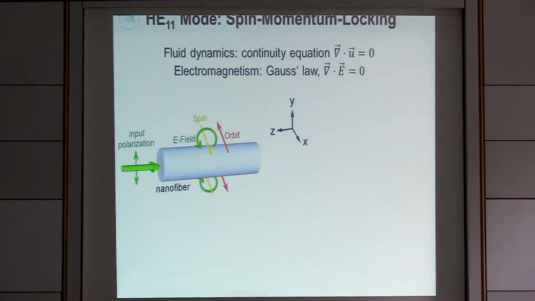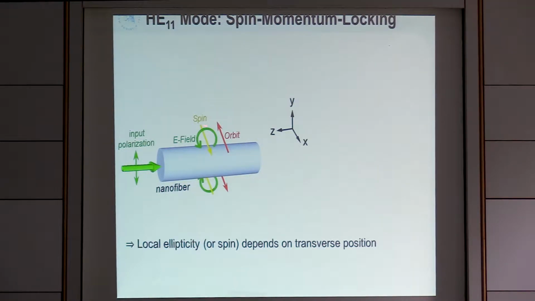So what you see then is that the local ellipticity and spin actually depends on the transverse position in the mode, which already tells you that this spin that I'm talking about is a local quantity, and it's not a good global quantity anymore to describe the state of the guided mode. It's actually the total angular momentum that is conserved in all this, but the spin itself is a local quantity that can even change sign above and below the waveguide.